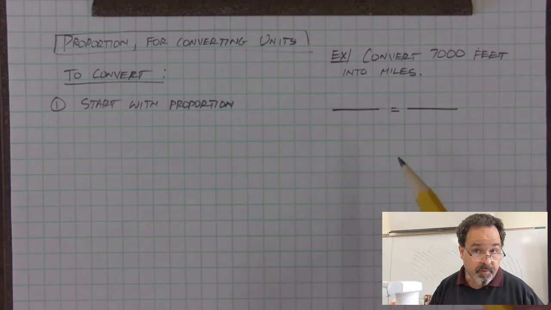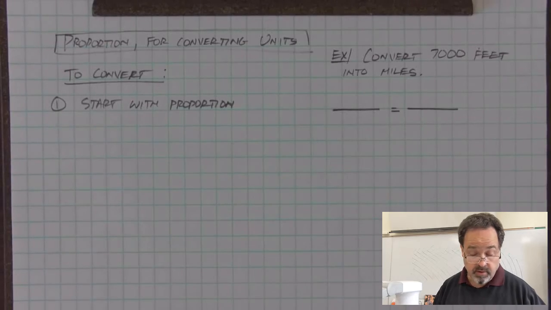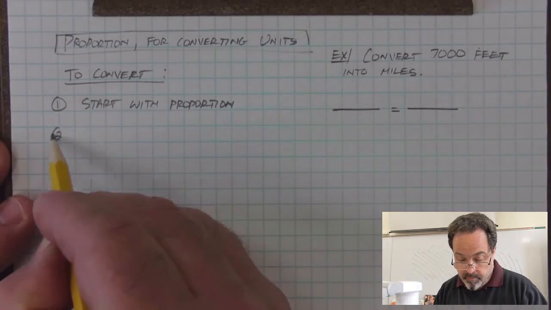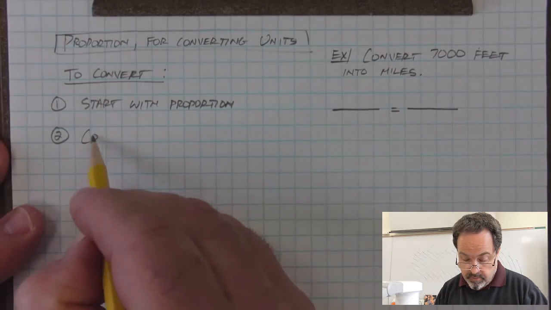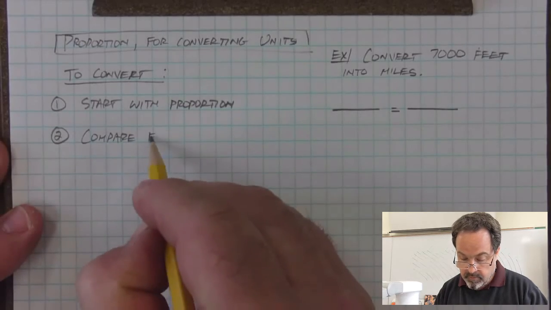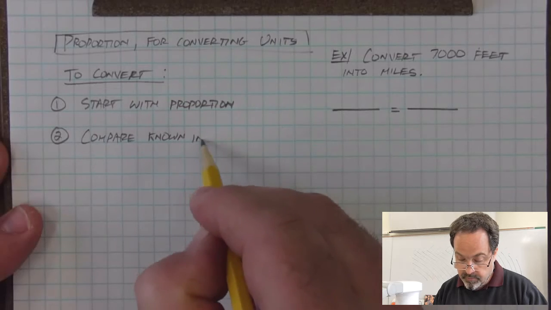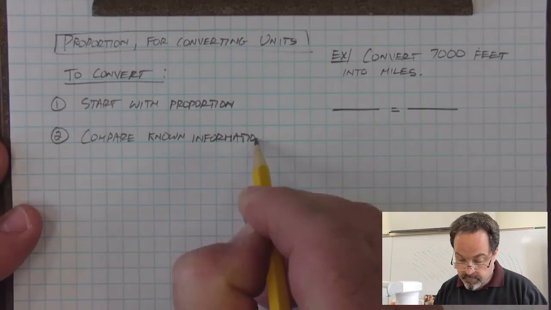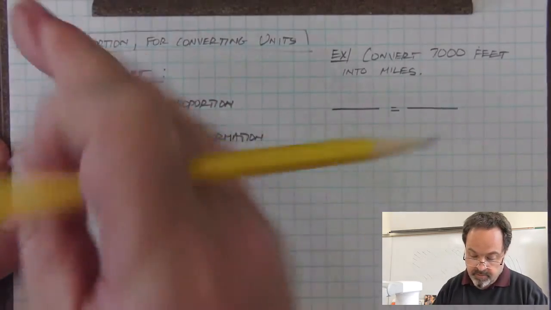It's like a blank proportion. We have to put things into the numerator and denominators in order to complete the proportion, but that's done in the next steps. Step number 2 is compare known information on one side.